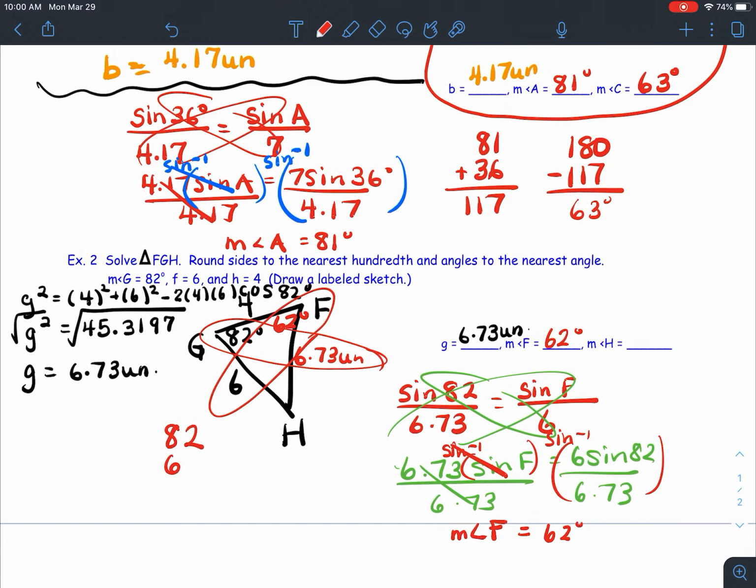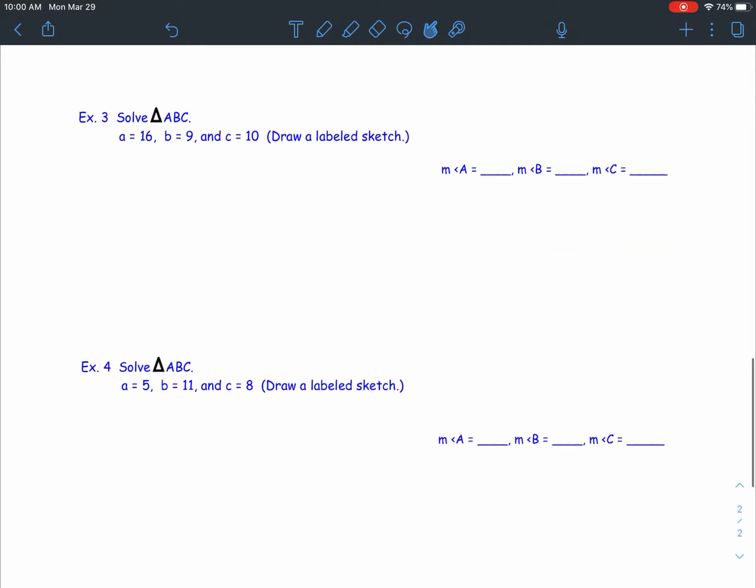Then, now that we know two angles, we don't even need the law of sines to find the third angle. We add those two up, subtract off of 180. That gives us our remaining angle to be 36 degrees. Add it to the picture and put it on the blank. Okay. All right, let's take a look at example 3.